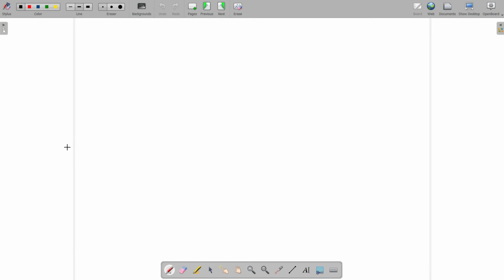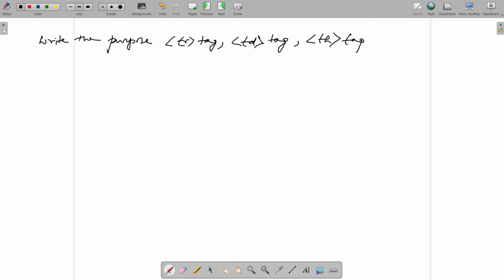Next is the table row. Write the purpose of the tr tag, then the td tag, then the th tag. If you know these things, you can easily insert a table in HTML5.